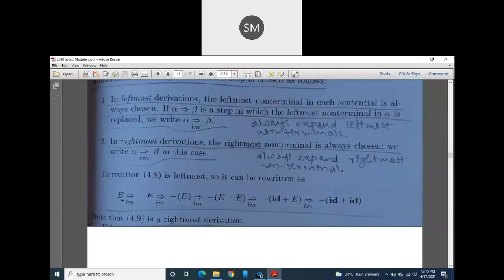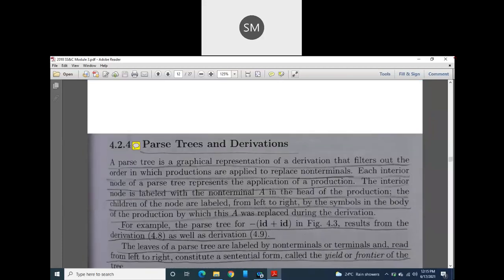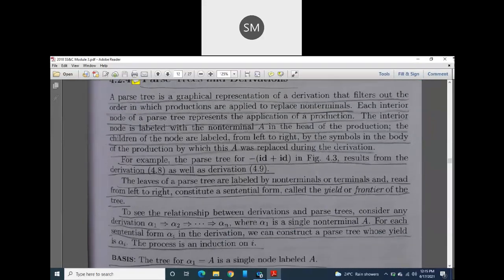E is deriving minus E by using leftmost. Minus E is again derived to minus parenthesized E by using leftmost. Again leftmost, leftmost, leftmost like this. If you rewrite 4.9, here instead of lm, lm, lm, you should write rm, rm, rm. Clear? Okay guys, you understood so many things today. Now let us go to the next point.